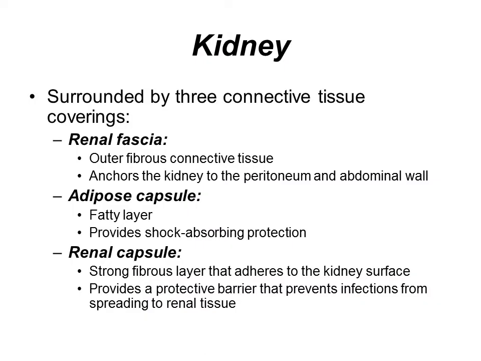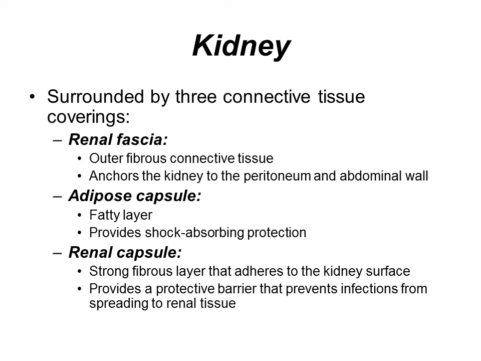The kidney itself is surrounded by three layers of connective tissue. The outermost will be the renal fascia. It helps to anchor that kidney into place, into the peritoneum and the abdominal wall, so it's securing it. The middle layer is the fatty layer, which is the adipose capsule. It's providing protection. Fat often works kind of like a shock absorber. So there's good reasons to have some fat, just not too much.